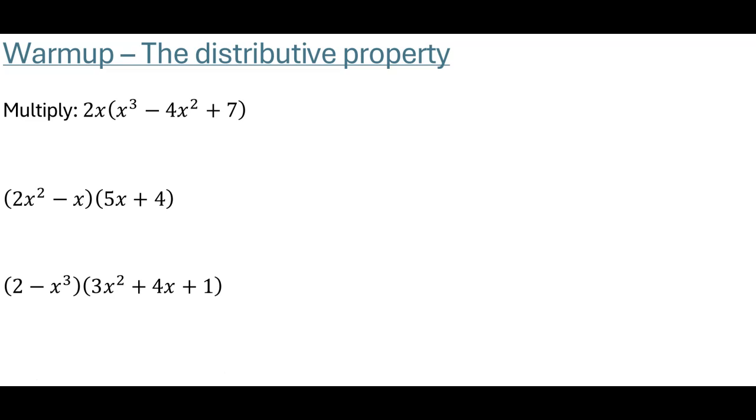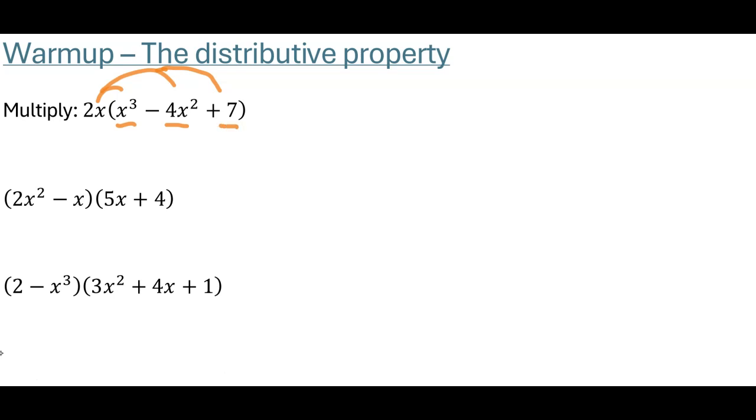The distributive property really just says if you are multiplying and one of your factors has addition or subtraction in it, you can perform the multiplication by just making sure that the other factor gets applied to each term, each thing that's separated by a plus or minus.